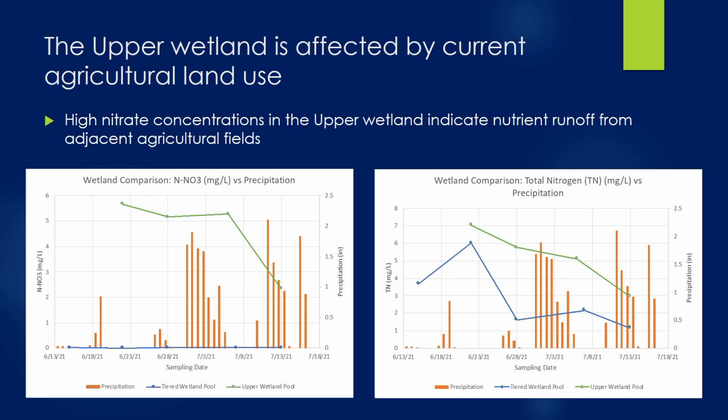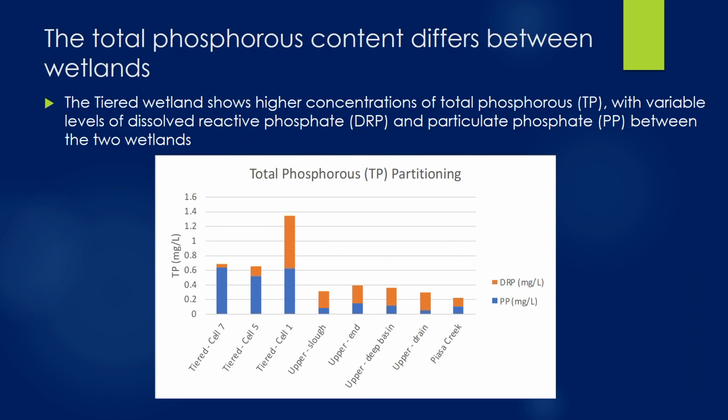Overall, after looking at our nitrogen data, we came to the conclusion that the wetlands are serving to remove nitrogen. In the case of the tiered wetland, we came to this conclusion because those nitrate concentrations are so low, indicating that denitrification is occurring. In the case of the upper wetland, while those nitrate concentrations are elevated, they do decrease over time and across the wetland. And so we suspect that both wetlands are in fact removing nitrogen.